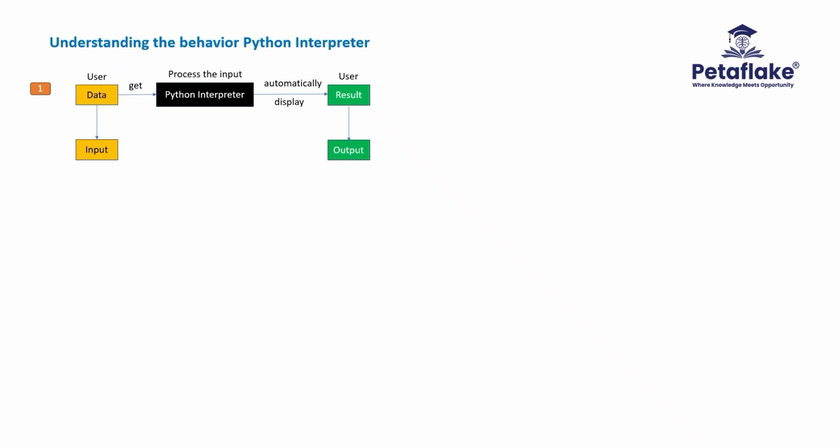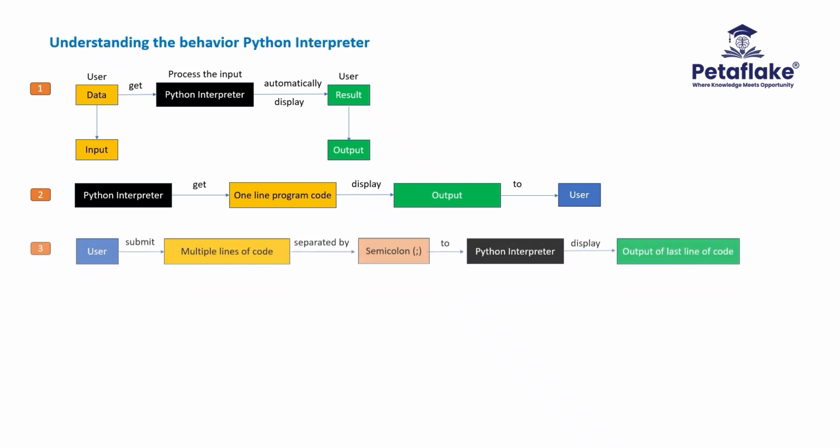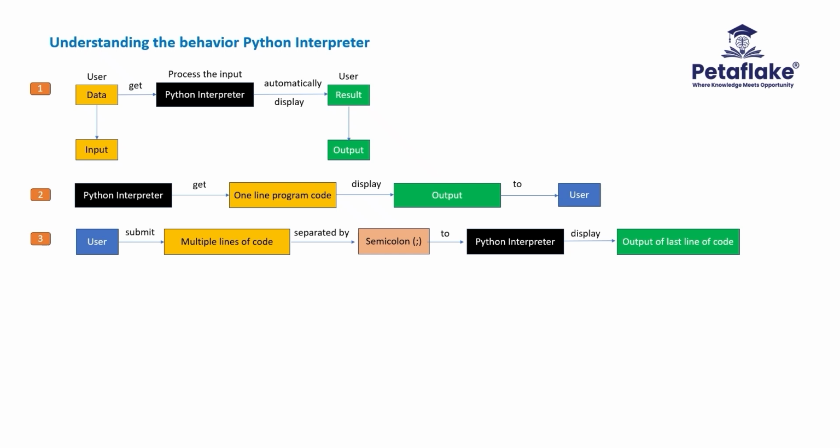Python interpreter takes only one line of code at a time, processes the given line and returns the output to the user. We have a facility to pass multiple lines of code to the interpreter separated by semicolon. But Python interpreter processes all the lines of code internally but displays only the output of the last line to the user. To see the output of each line of code, the user must pass each line of code one by one to the interpreter. Then only the user can see the output of each line of code in the interpreter screen.